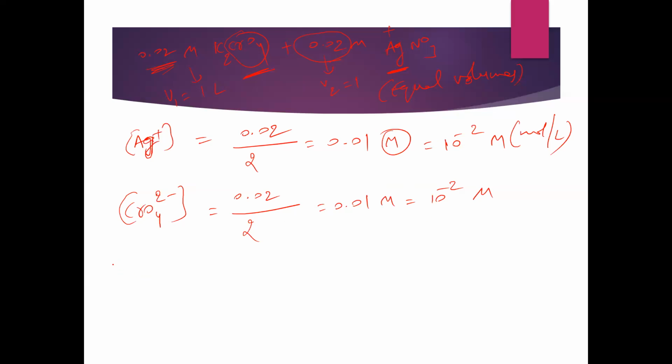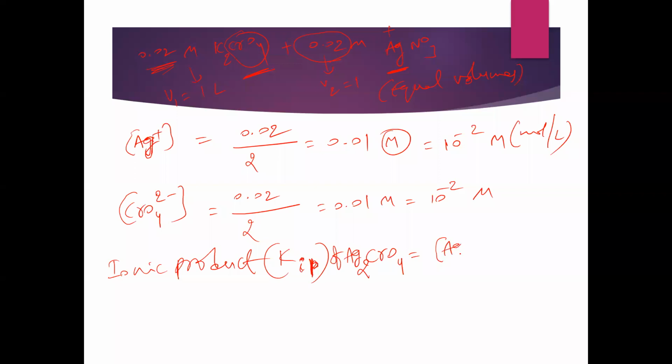Now what will be the ionic product? The ionic product is given by KIP. KIP indicates the ionic product. So the KIP of Ag2CrO4, suppose, is equal to the concentration of Ag+ ion to the power of 2. Totally 2 ions are there in this.